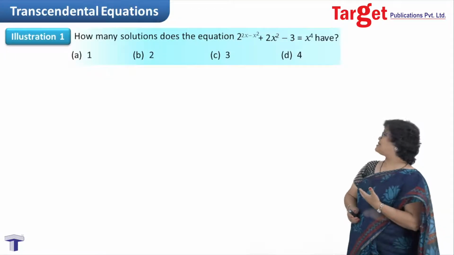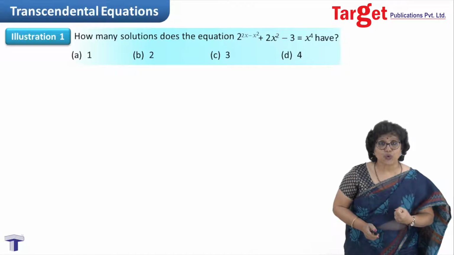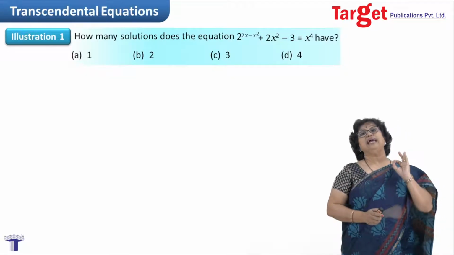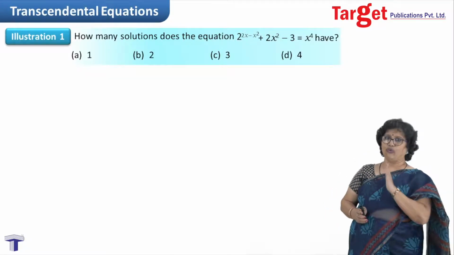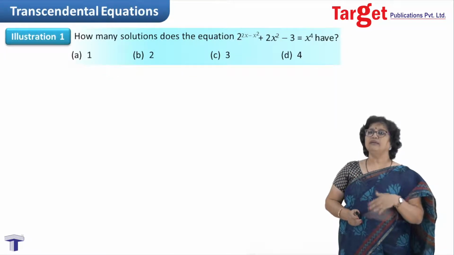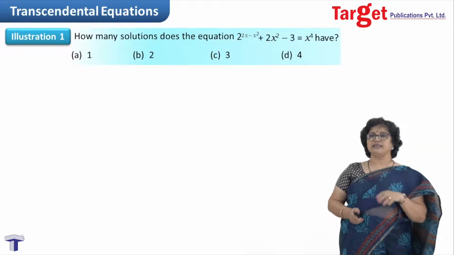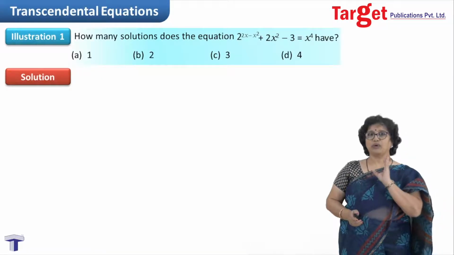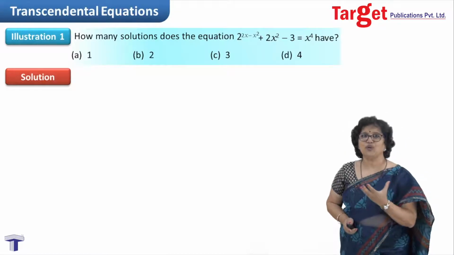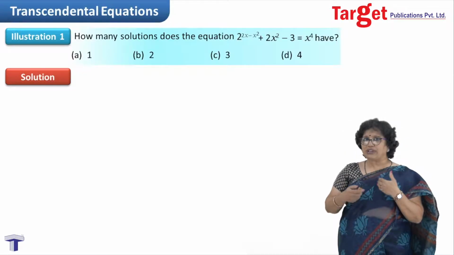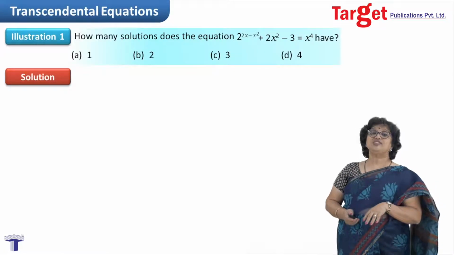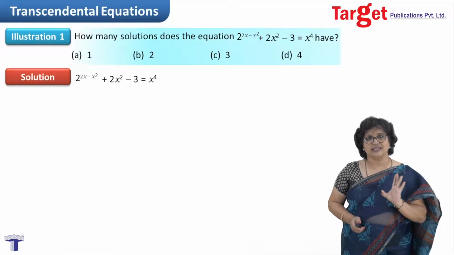How many solutions does this equation, 2 raised to 2x minus x square plus 2x square minus 3 equal to x raised to 4, have? And then we have four options, as usual, and we have to pick the correct answer. Now, since it is the session on transcendental equations, without even thinking, you may answer that this is a transcendental equation. But I check, is it a transcendental equation?